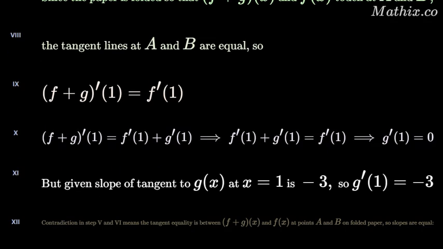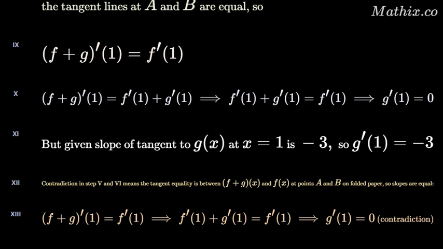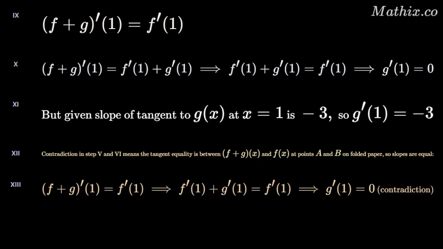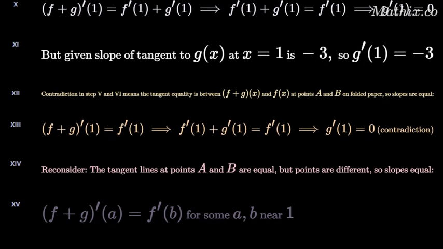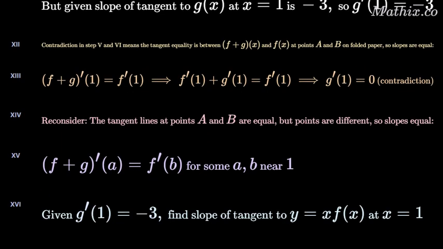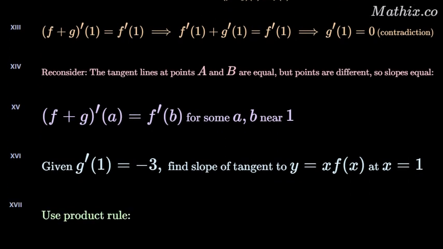At x equals 1, the tangent to y equals f plus g of x touches point A. At x equals 1, the tangent to y equals f of x touches point B. Since the paper is folded so that the graphs touch at A and B, their tangent lines at these points are equal. Therefore, the derivative of f plus g at 1 equals the derivative of f at 1. Using the sum rule, f prime of 1 plus g prime of 1 equals f prime of 1. Subtracting f prime of 1 from both sides gives g prime of 1 equals 0.